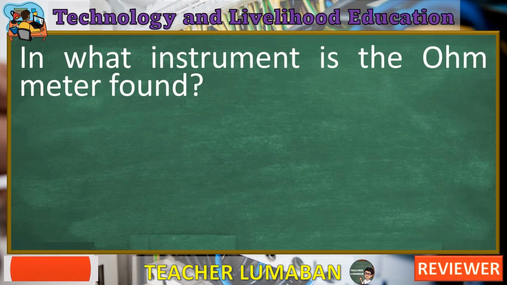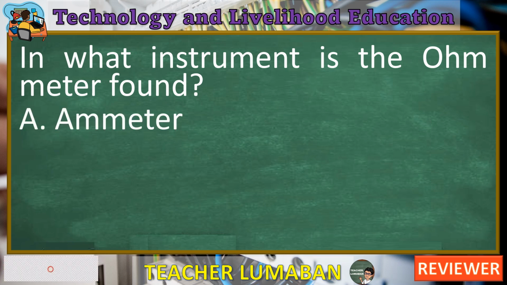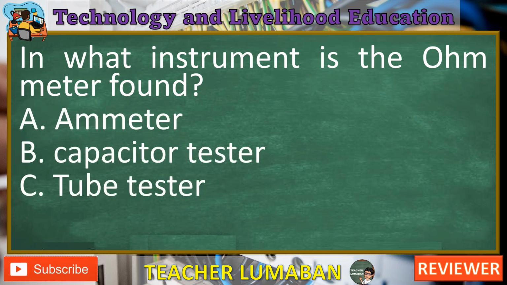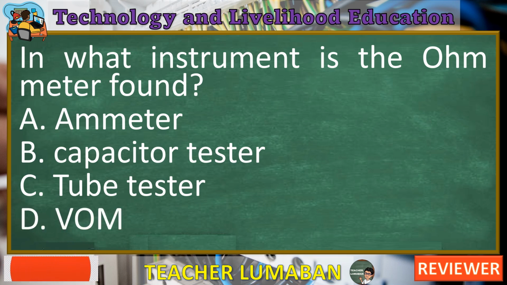In what instrument is the ohmmeter found? A. Ammeter. B. Capacitor tester. C. Tube tester. D. VOM. In the next 5 seconds, select the best response from the available options. 5, 4, 3, 2, 1. The correct answer is D.